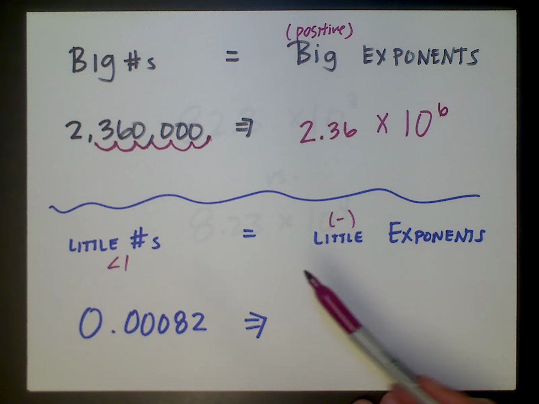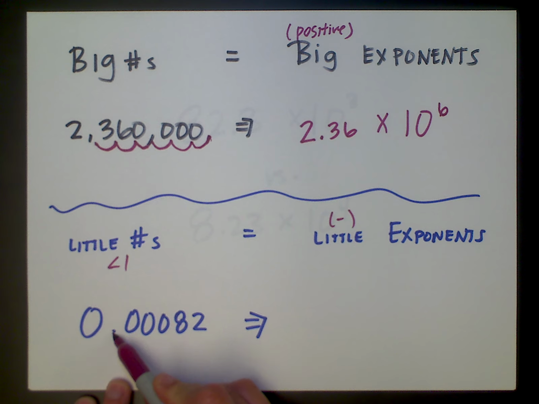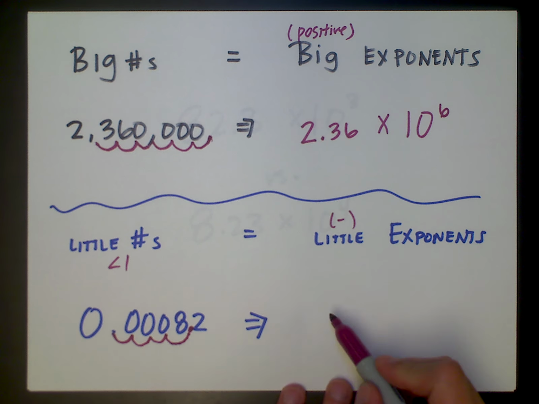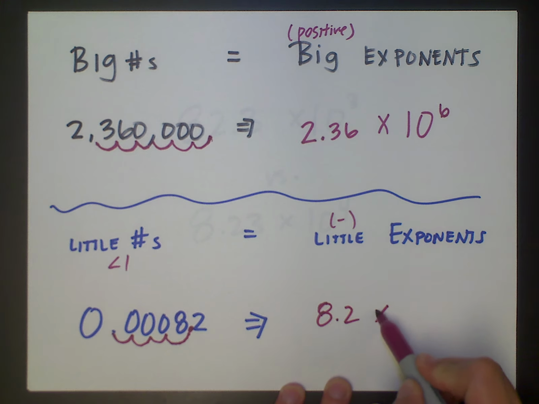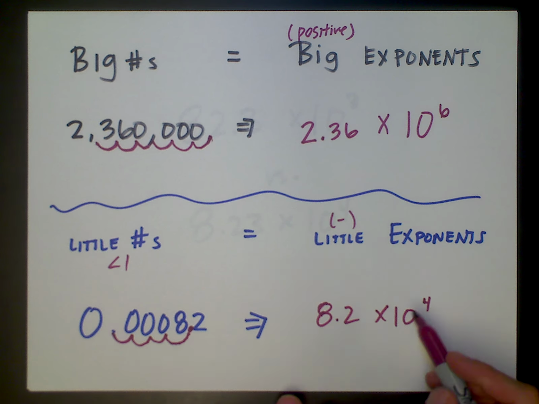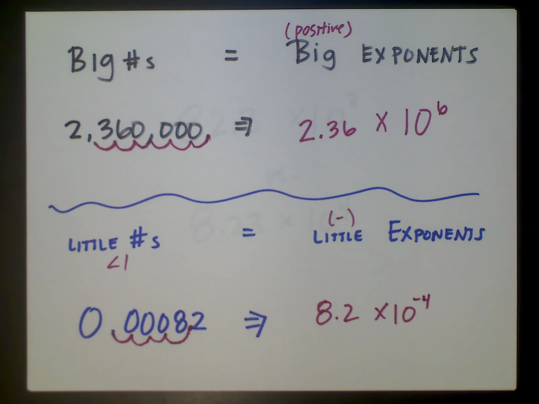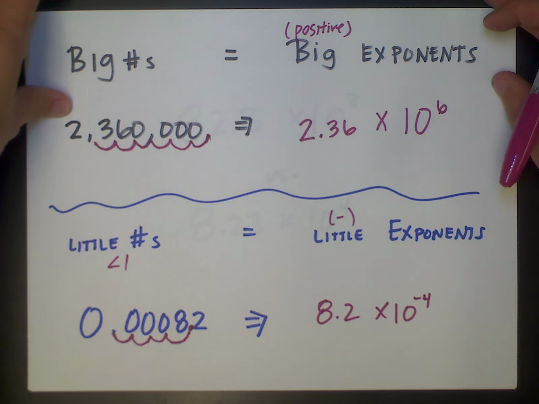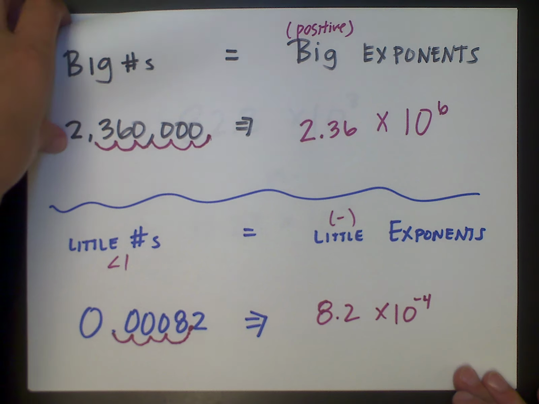Same story down here with the little numbers, it's just I'm going the other way. 1, 2, 3, 4. I need to stop here. If I go further, I'm going to have 2 numbers in front of the decimal place. That's a no-go. So this is 8.2 times 10 to the 4th. However, since it was a tiny little number, it's the negative 4th. So negative exponents on little numbers, positive exponents on big numbers. So there's your little flash review on scientific notation.